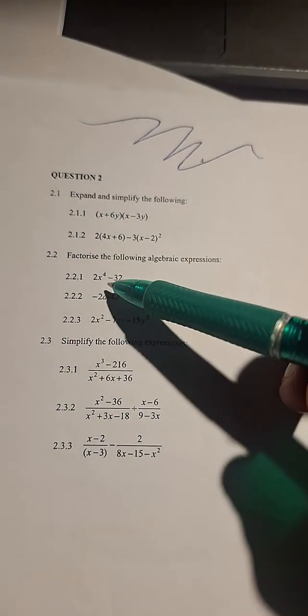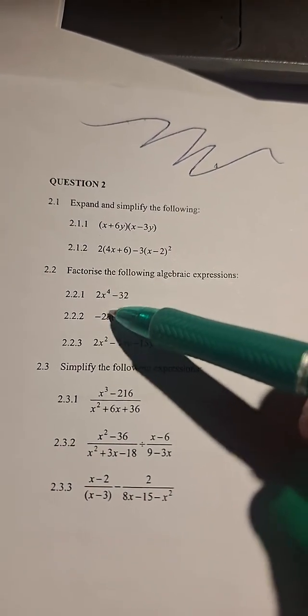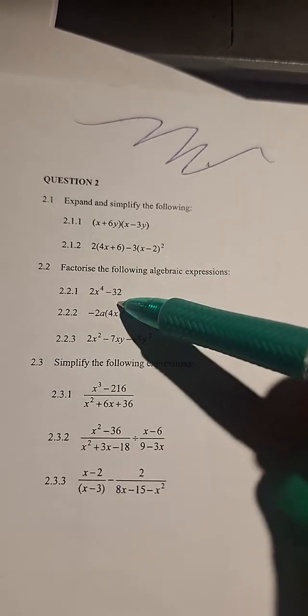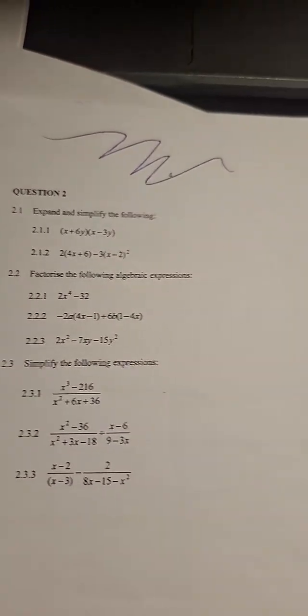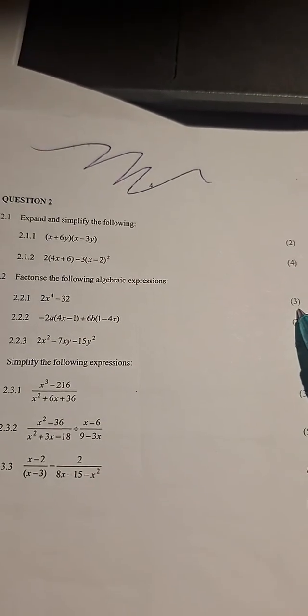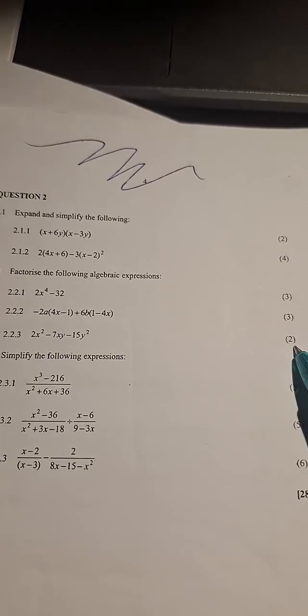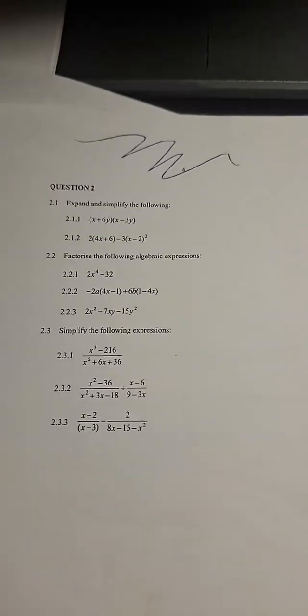Next question. 2x to the power 4 minus 32. Factorize the following expressions. So we are going to factorize each one of these. The first one, 3 marks. Second one, 3 marks. And then the third one is 2 marks. So let's go ahead and factorize these.